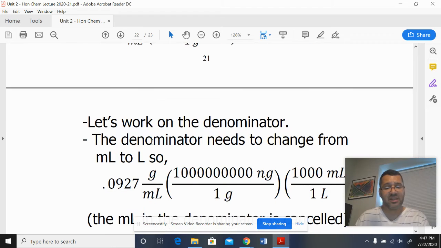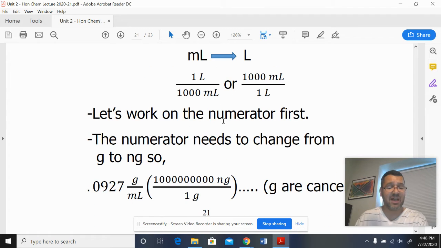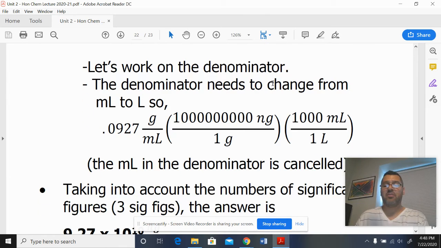Now in the denominator's case, we have to go from milliliters to liters. Now it's in the denominator, right? It's right here on the bottom. So how am I going to cancel out the denominator? Well, I can't cancel out a denominator with a denominator. Just like in math class, numerators cancel out denominators and denominators cancel out numerators, right? So we've got it in the denominator as milliliters. Which one of these two is going to have that cancel out? Well, the milliliters are on the bottom, so we need to cancel out with milliliters on the top, because the liters are what we want on the bottom. So that's our next set of parentheses right there: 1,000 milliliters over 1 liter.